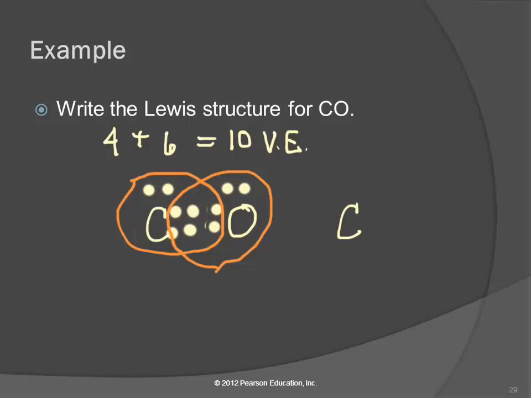If you do it with the lines instead of the dots for the bonds, then you'd have 3 lines for a triple bond. And maybe you would want to put these over there just because it looks nicer. I don't know. But if you put them on the top or the bottom or the side, it doesn't matter. That's the Lewis structure for carbon monoxide. Any questions? So carbon monoxide has a triple bond.